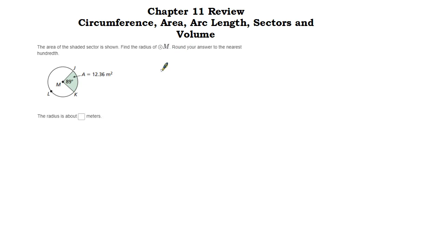We're going to try to use a proportion to relate this information. We see 89 degrees is the central angle for this sector. So 89 out of, we know, 360 degrees in a circle. And we know the area of the sector. It's 12.36 meters squared. And what we don't know is the area of the entire circle. And more importantly, what we'd like to know is the radius.